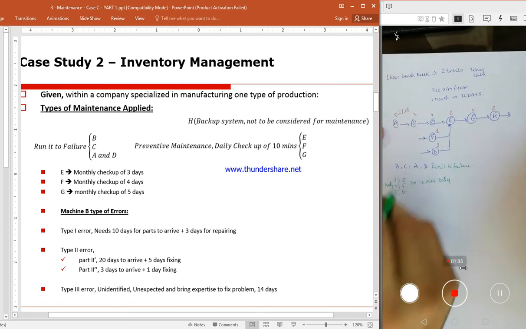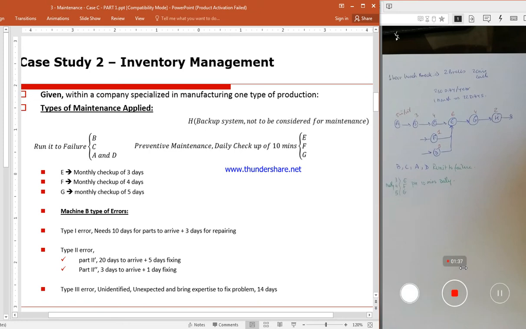As well, we have machine B with different types of error: type 1 error, type 2 error, type 3 error. It's clearly obvious that if we want to optimize our system, we need to find a way to order the parts needed for type 1 error, type 2 error, 2 prime and 2 double prime, as those waiting days for the part to be delivered must be reduced to almost 0.